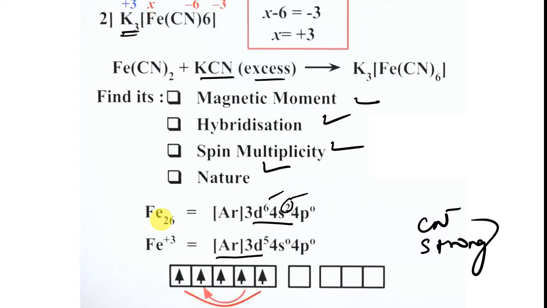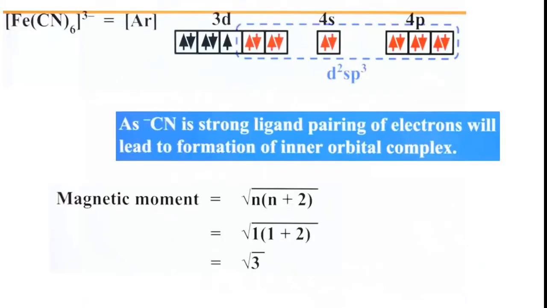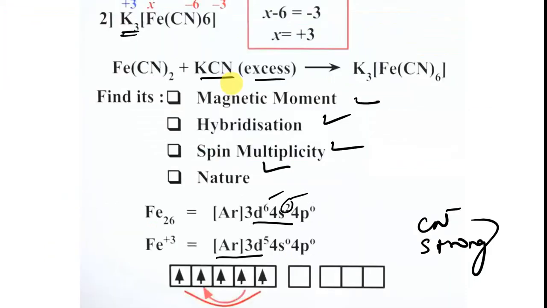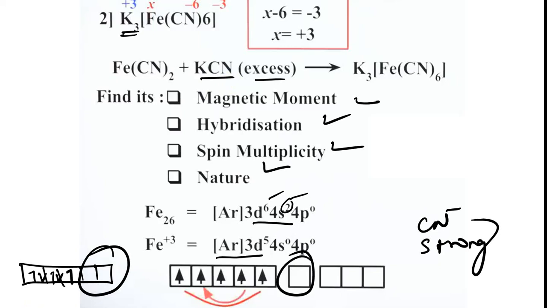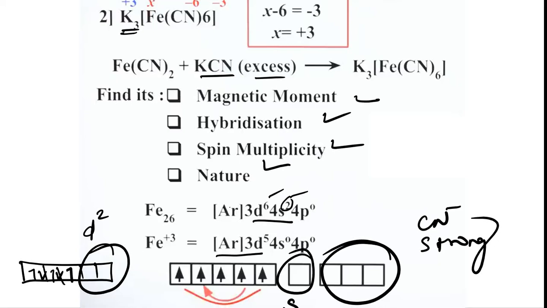So being strong, what does CN do? CN pairs up the unpaired electrons. So the electronic configuration will be like this. Here the d electrons will look like this. How many electrons? 5 electrons are there: 1, 2, 3, 4, 5. And these 2 orbitals will be filled. These are the 2 d orbitals, this is the 1 s orbital, and these are the 3 p orbitals.